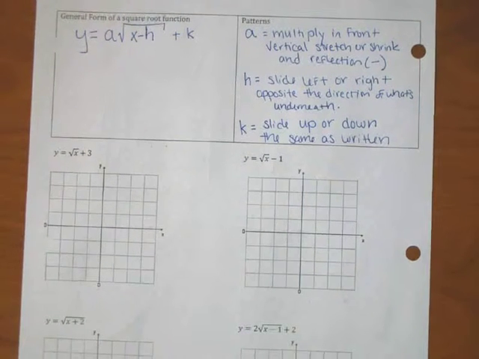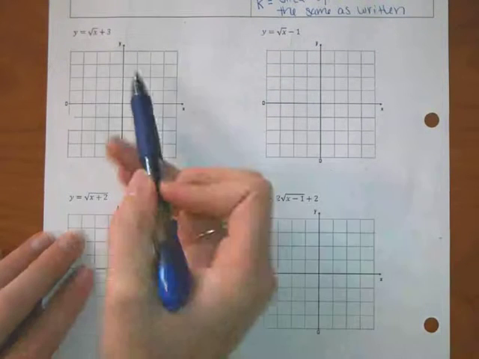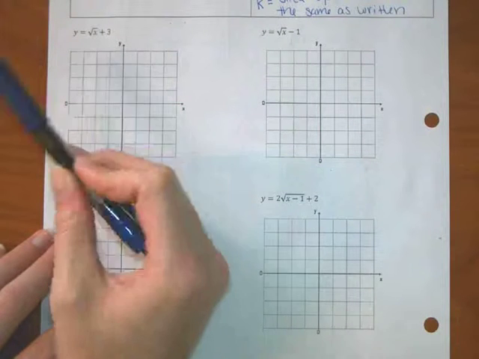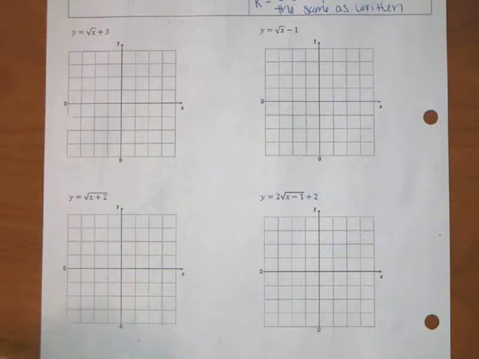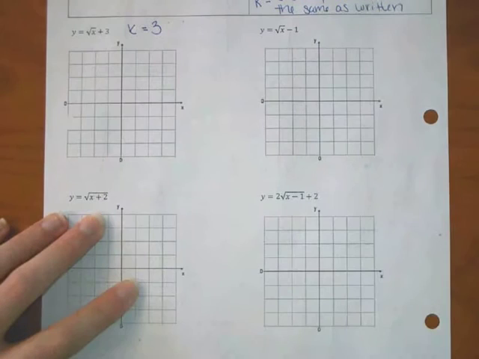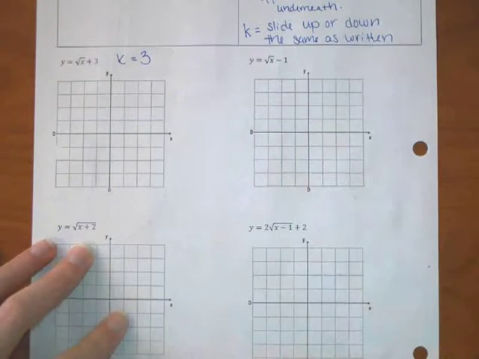All right, we looked at our A's, so let's look at the other ones. The first one, my very top left one. Am I adding something or am I multiplying something? I'm adding. Is it under the square root or is it outside? Outside. Which variable does that represent? K. So I'm going to write that K is 3, as a mental note to myself. And if I go back to my notes, K tells me to slide up or down the same as it's written.